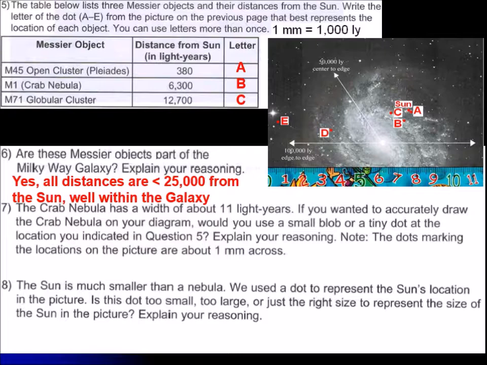Next question. The Crab Nebula has a width of 11 light years. If you wanted to accurately draw the Crab Nebula in the diagram, would you use a small blob or a tiny dot at the location? Well, 11 light years is nothing compared to 1 millimeter to 1,000 light years. So it's going to be a fraction of 1 millimeter, which means that it has to be a very small, tiny dot instead of a small blob.